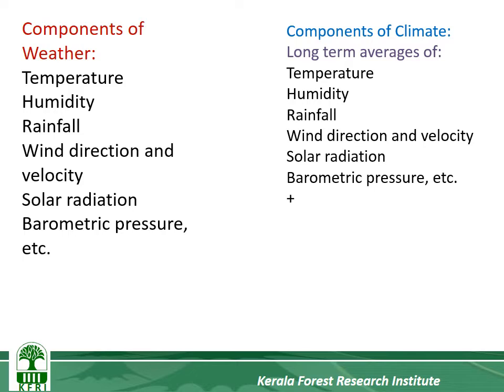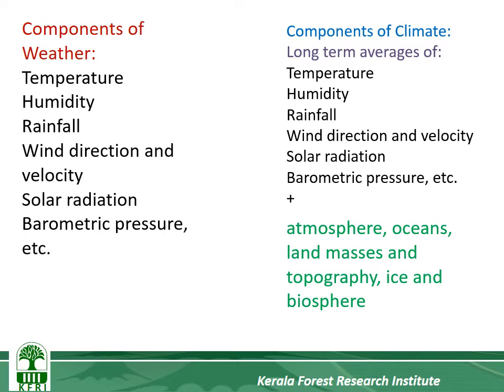Now, coming to the components of climate, it is the long-term averages of temperature, humidity, rainfall, wind direction and velocity, solar radiation, barometric pressure, etc. The difference is that in weather you measure the day-to-day parameters, whereas in climate you express the long-term averages of these parameters. Plus, in climate there is one more thing, that is atmosphere, oceans, land masses and topography, ice and biosphere, and various other features of the earth are involved in climate.